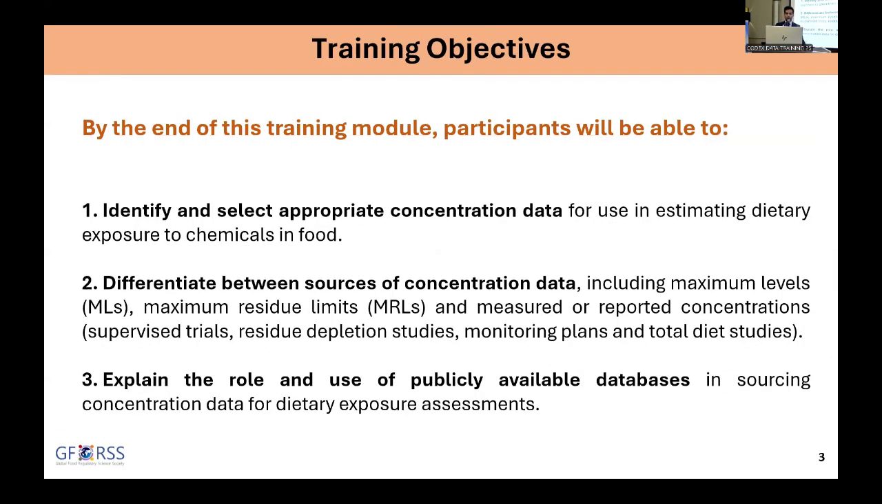So by the end of this module of our training, hopefully we will be able to identify and select appropriate concentration data for use in estimating dietary exposure to chemicals in food. So our objective is, one, to understand the occurrence data part. Two, differentiate between sources of concentration data, as we said, and types of concentration data. And three, to explain the role and use of publicly available databases in sourcing those concentration data.